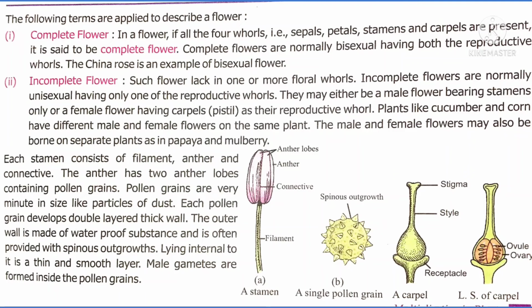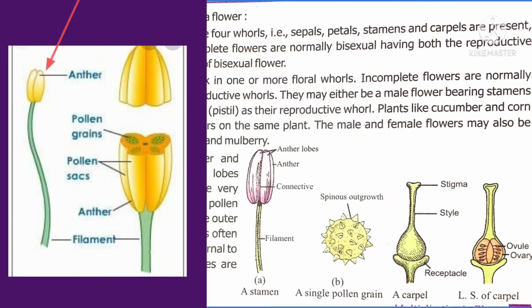The stamen consists of filament, anther and connective. The anther has two anther lobes containing pollen grains. Pollen grains are very small in size, like dust particles. Each pollen grain develops a double layered thick wall. The outer wall is made of a waterproof substance. Male gametes are produced inside the pollen grains, which are very small in size.